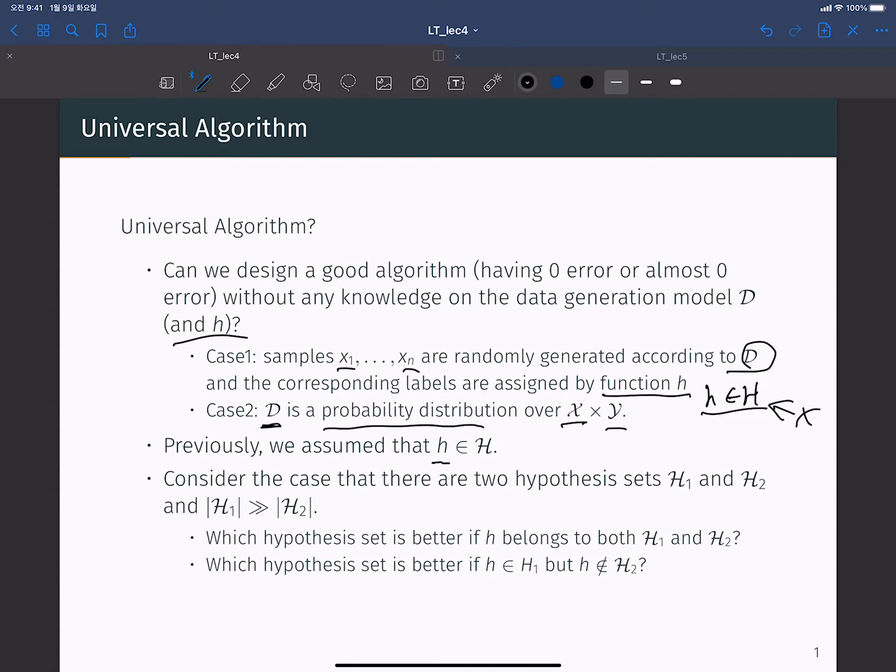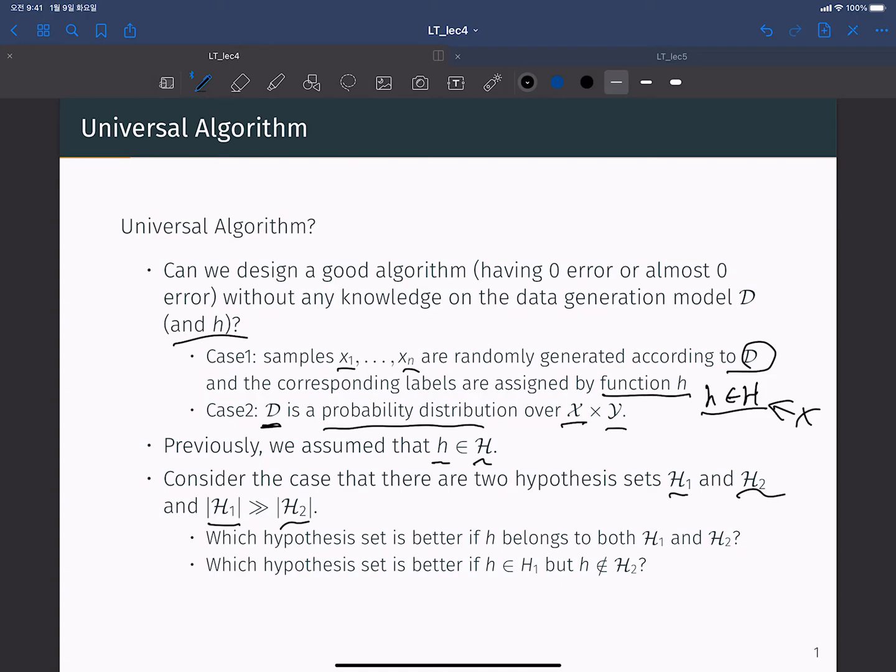Previously, we assumed that the true hypothesis belongs to the hypothesis class we are considering. But consider the case that there are two hypothesis sets, H1 and H2. The cardinality of H1 is much bigger than the cardinality of H2. So in other words, the complexity of H1 is higher than the complexity of H2. We have more flexibility with hypothesis class H1 compared to hypothesis class H2. For instance, H2 is a linear regression model and H1 is a very complicated neural network. Then the parameters defined by the neural network have more flexibility compared to the linear model.